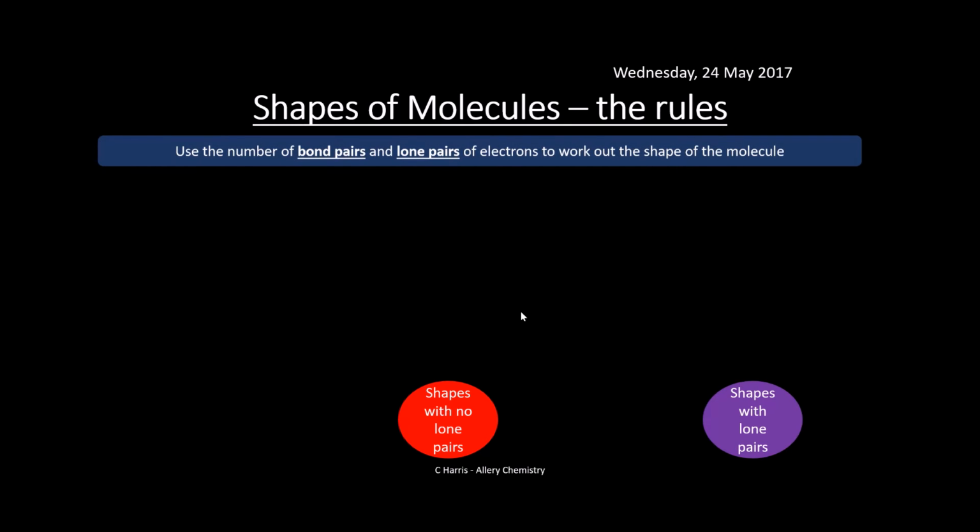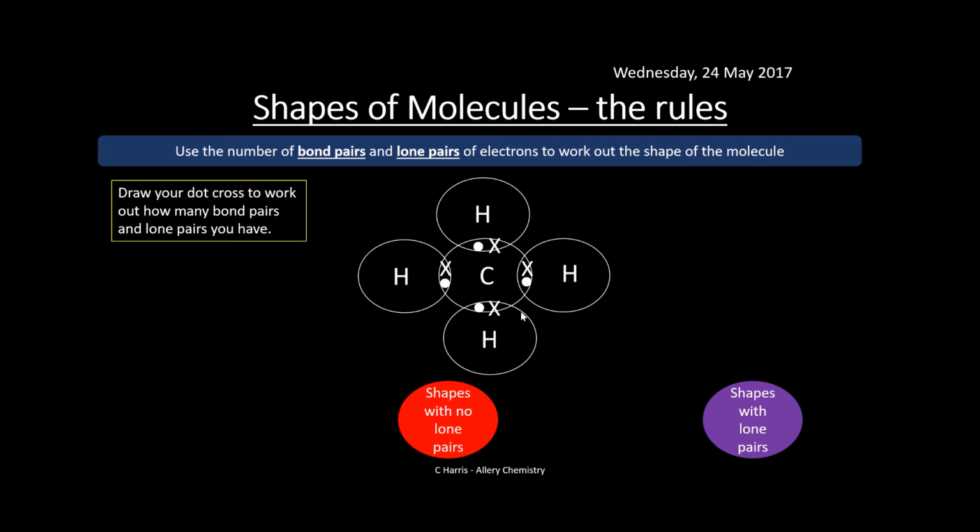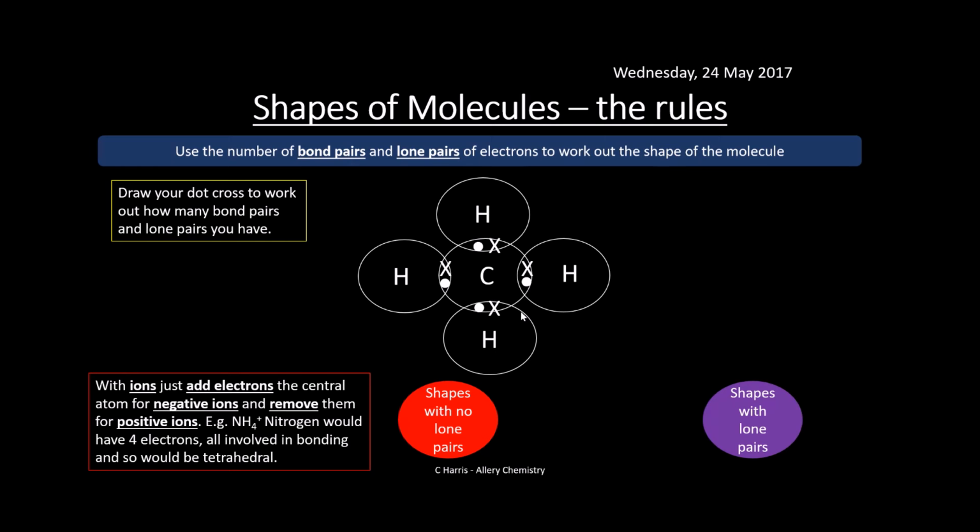Okay, so this is how we do it. This is a methodology for working it out. The first thing we're going to do is draw our dot cross, and work out how many bond pairs and lone pairs we have. So there's a dot cross for a methane molecule, for example. Now, if you have ions, we add electrons to the central atom for negative ions, and we remove them for positive ions.